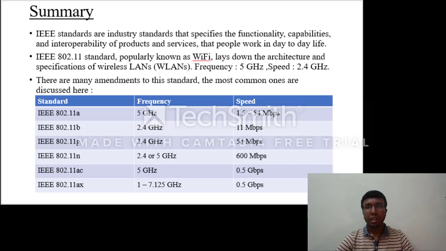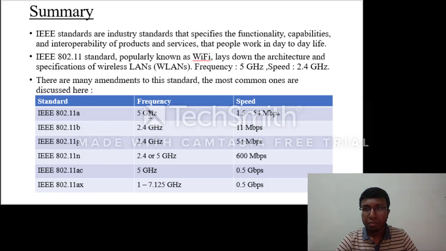To sum up, the IEEE standards are industry standards that specify the functional capabilities and interoperability of products and services that people use in day-to-day life. The IEEE 802.11 standard, popularly known as Wi-Fi, lays down the architecture and specification of wireless LANs. Its frequency was 5 GHz and its speed was 2.4 Mbps. There are many amendments in this standard. The most common ones are discussed here.